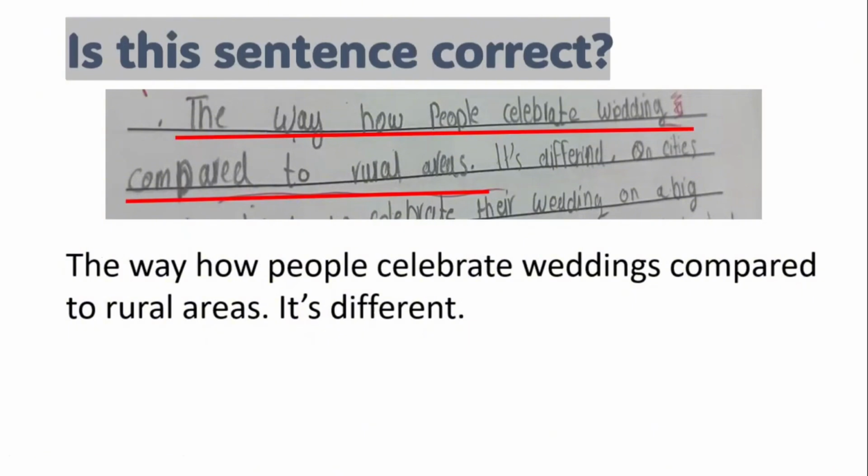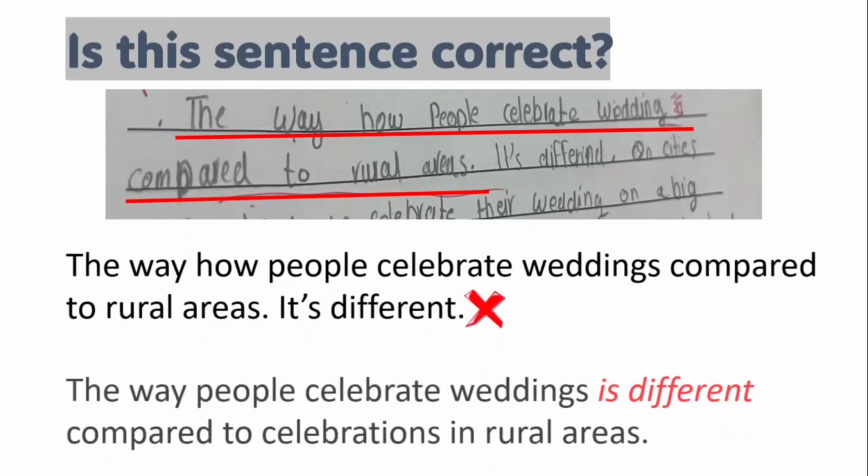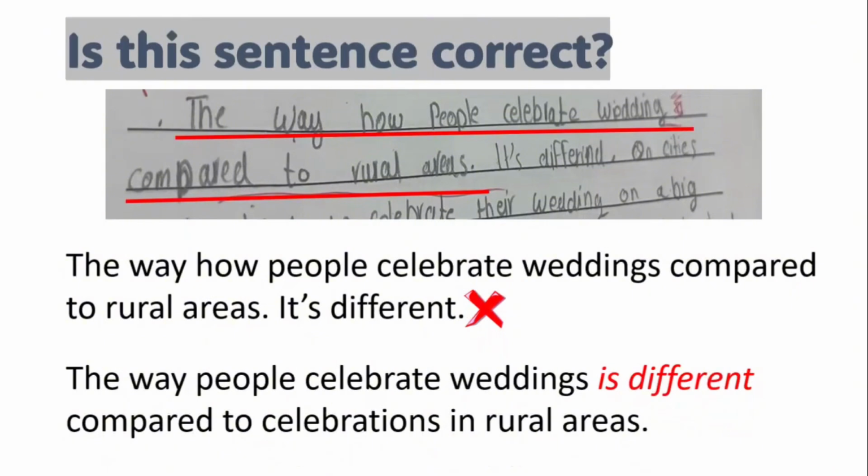What about the way? If you think about how people celebrate weddings compared to rural areas, all of these words are giving me a description of the way. But what about the way? Tell me about it. You want to say that the way is different. That's it. So this is one of the ways that you can correct the sentence. You can simply say that the way people celebrate weddings is different, and then complete the sentence.